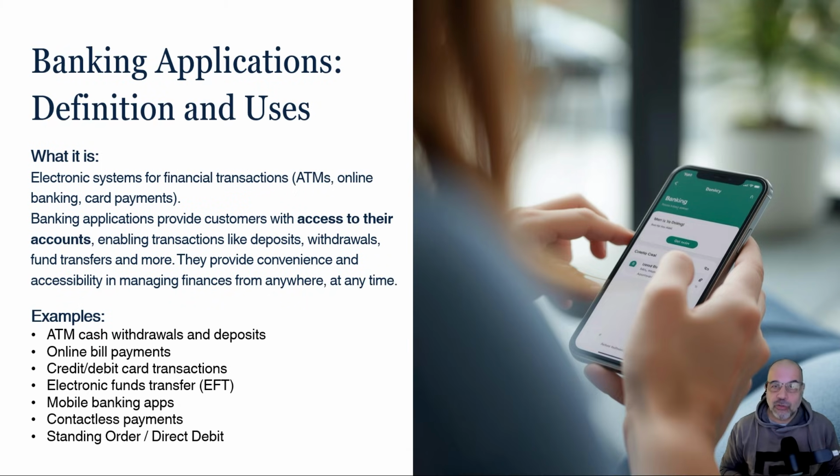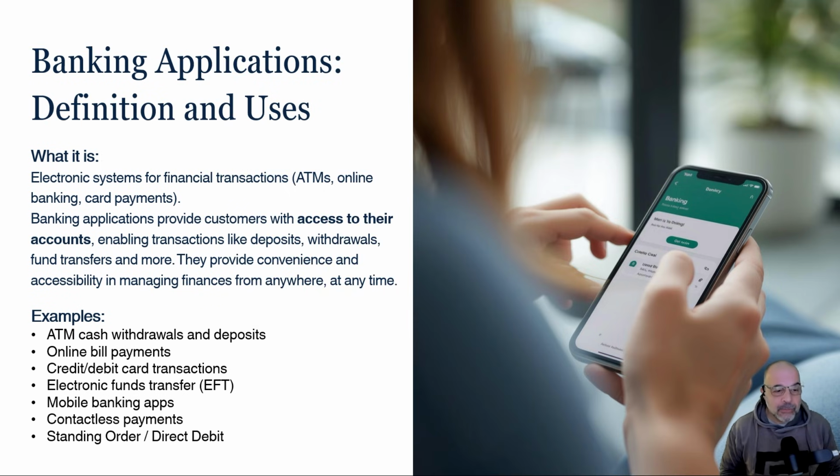Credit and debit card transactions. We're going to see the differences between what a debit card is and what a credit card is, what the advantages and disadvantages are. We've then got electronic funds transfer. That's the first thing we're going to be talking about. What is EFT and EFTPOS?